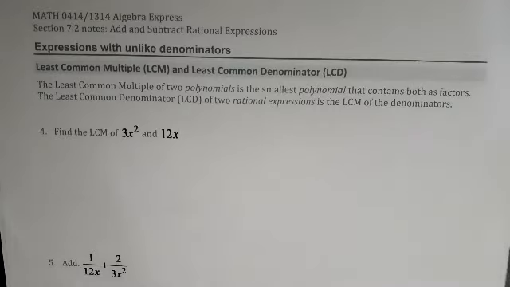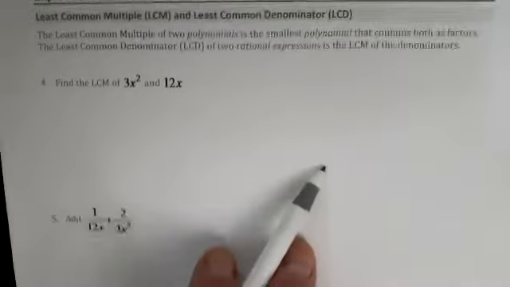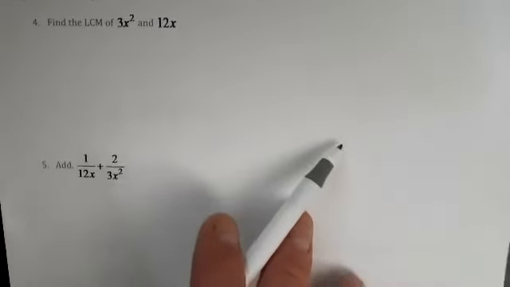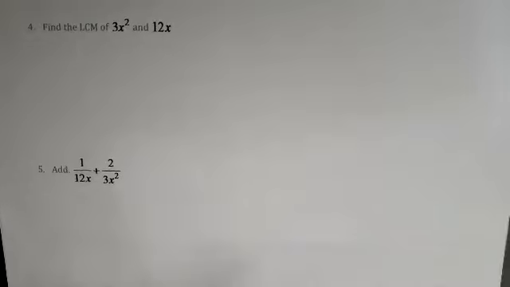Ooh, now we're doing expressions with unlike denominators. Okay, so I talked about this before. This is the half plus the third. We got to find a common denominator. We got to find the least common multiple. The least common multiple of two polynomials is the smallest polynomial that contains both as factors. The least common denominator of two rational expressions is the LCM of the denominators. So it is one and the same thing when we're talking about finding a denominator. So if we find the LCM of 3x squared and 12x.